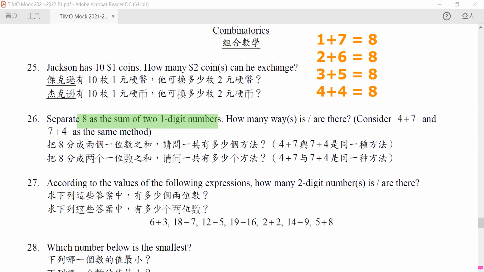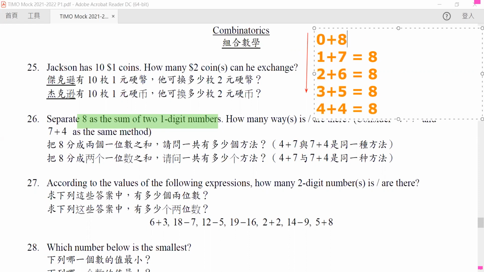Now, notice that when we are counting, we are following the order. One of you raises a very good question. There's still one of them, which is 0 plus 8, right? 0 plus 8 equals 8. Okay? So in total, there will be 5 of them.